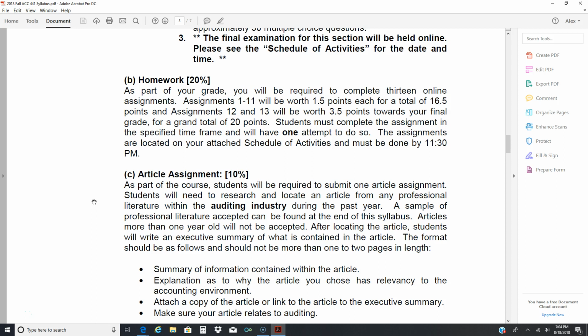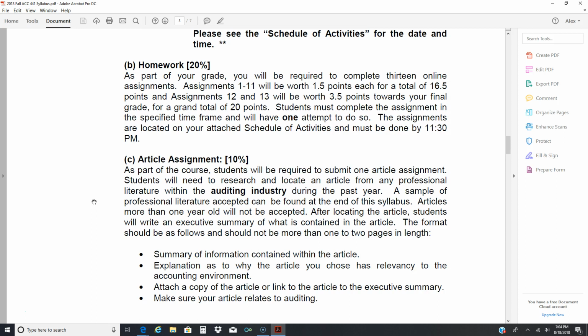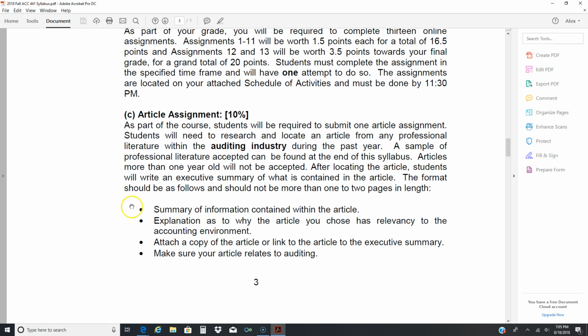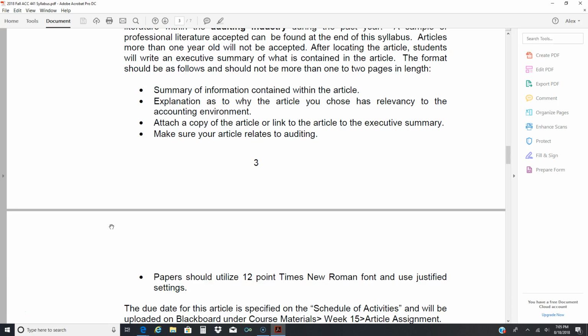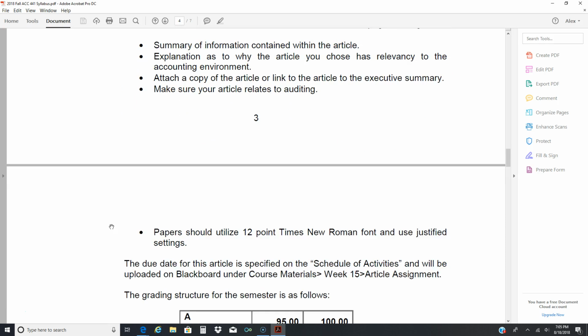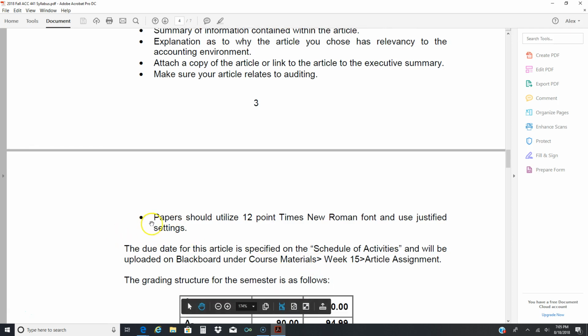After locating the article, students will write an executive summary of what is contained in the article. The format is below and should not be more than 1 to 2 pages. Number 1. Summary of information contained within the article. 2. Why the article you chose has relevancy to the accounting environment. Attach a copy of the article or link to the article to this executive summary. Make sure your article relates to auditing. Paper should use 12-point Times New Roman font and use justified settings. The due date for this article is on the schedule of activities and will be uploaded in Blackboard as specified.